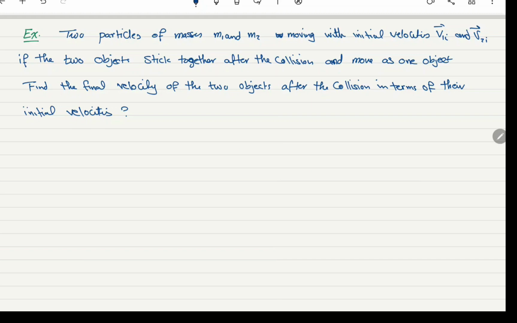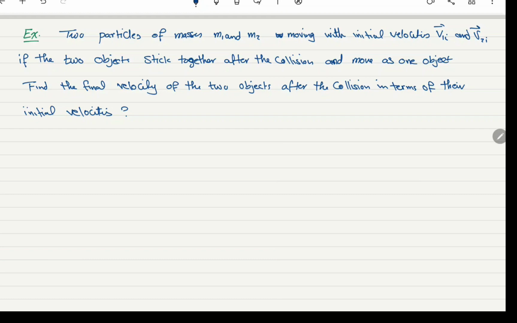Two particles of masses m1 and m2 are moving with initial velocities v1 initial and v2 initial. If the two objects stick together after the collision and move as one object, find the final velocity of the two objects after the collision in terms of their initial velocities.